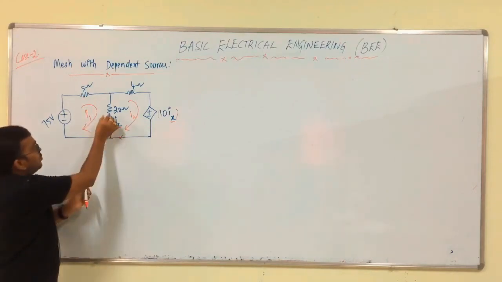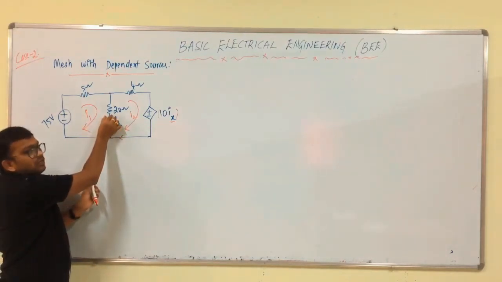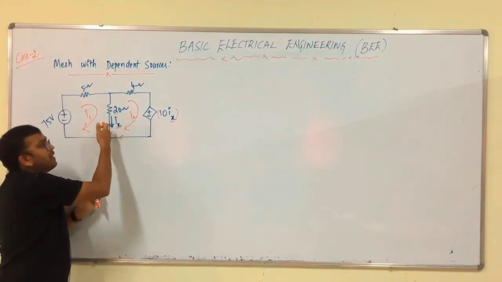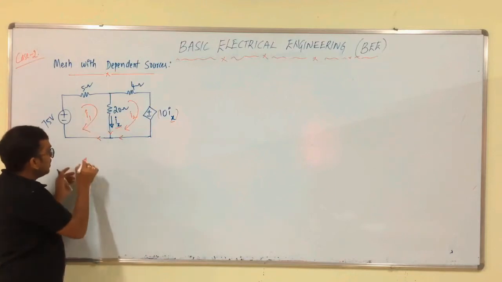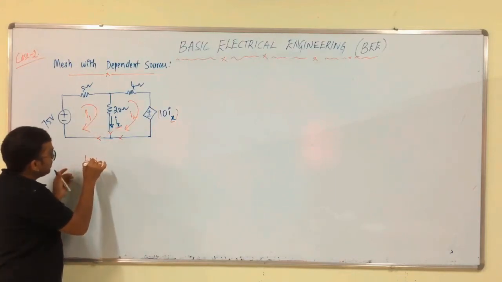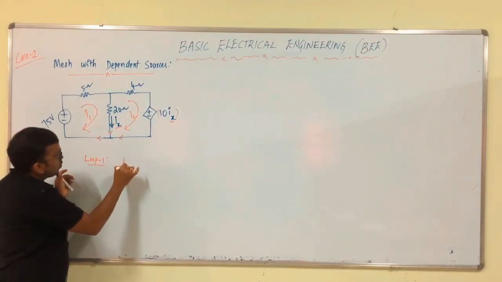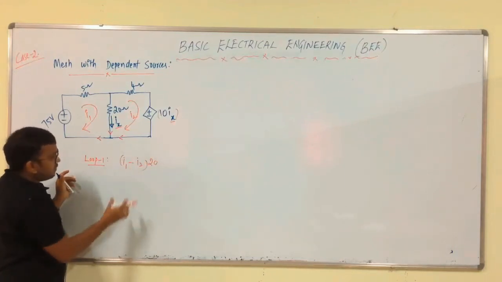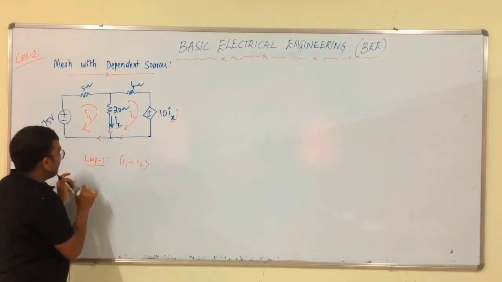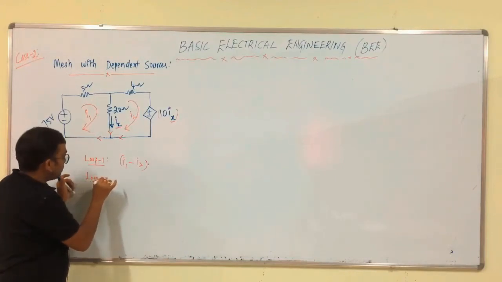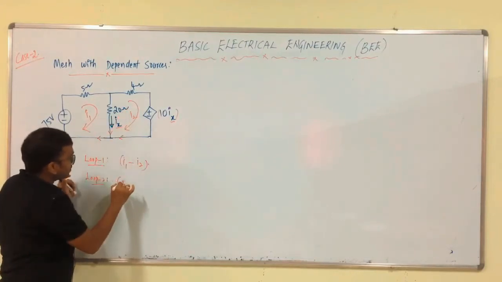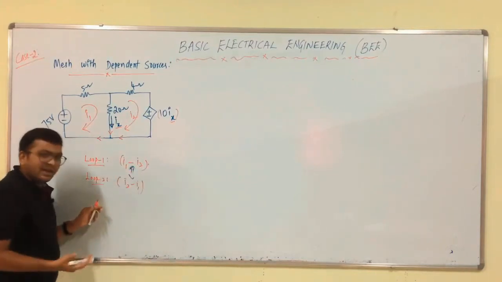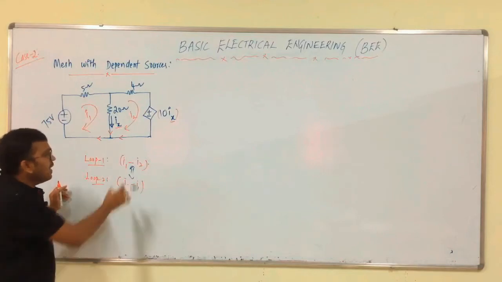Simple. The mutual branch is nothing but the 20 ohms branch. The current through this branch is what? I1 minus I2 or I2 minus I1. With respect to loop 1, the current through that branch is I1 minus I2, into 20 ohms if it is voltage drop. If it is with respect to loop 2, the current through this branch is what? With respect to loop 2, I2 minus I1. Both are equal, both are correct. Simple, we get a negative sign, that is it.